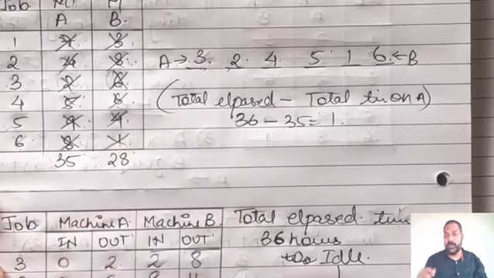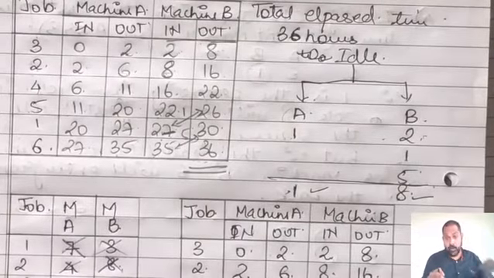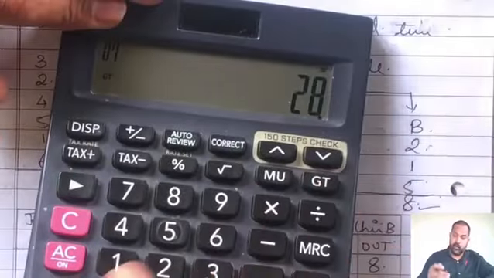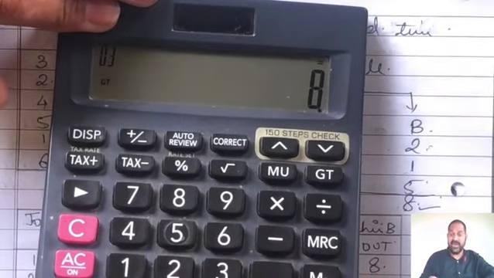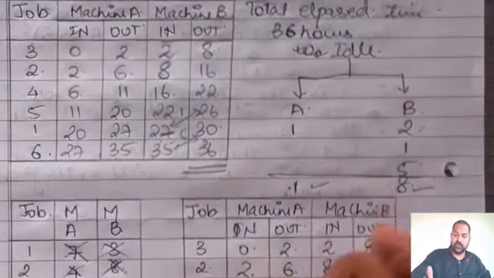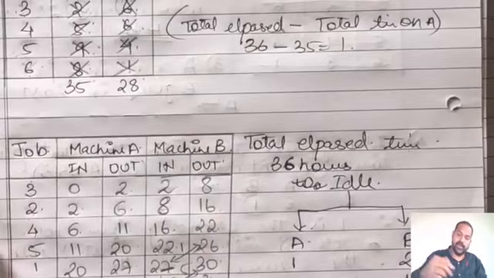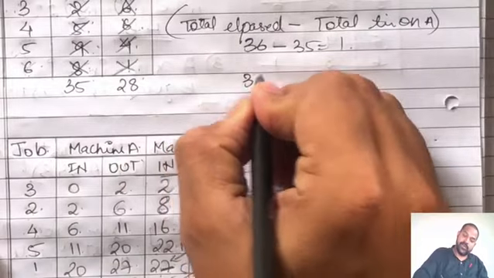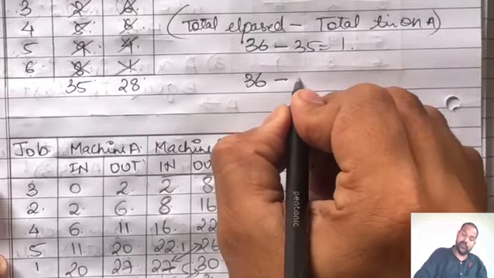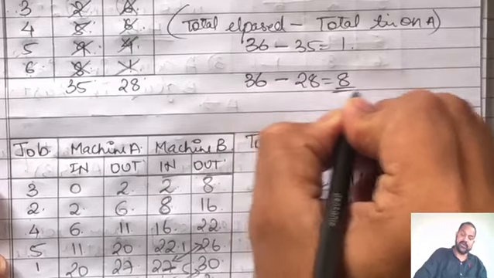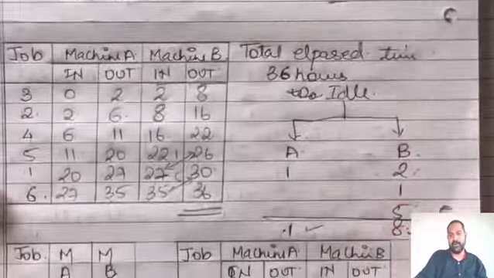B's total work is only 28 hours, but you are making the poor thing work for 36 hours. How many extra hours is he putting in even when not required? 36 minus 28. 8 hours extra, obviously. So that 8 hours, that machine is going to be idle. So it is going to be 36 minus the total time on B, which is 28, which is 8 hours. So the total idle is 1 hour and 8 hours, which is a total of 9 hours.